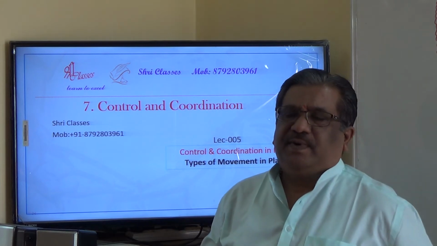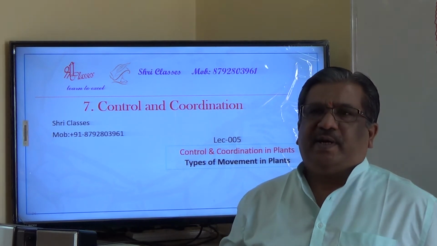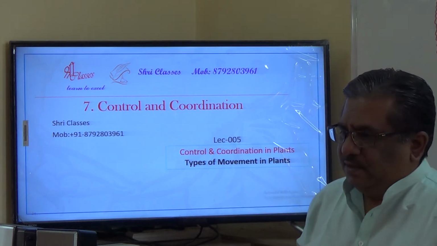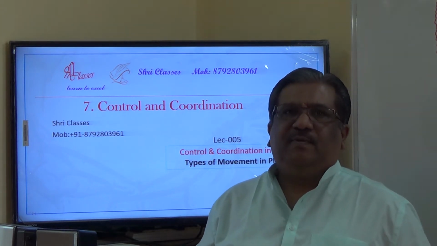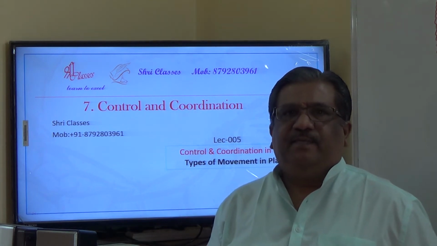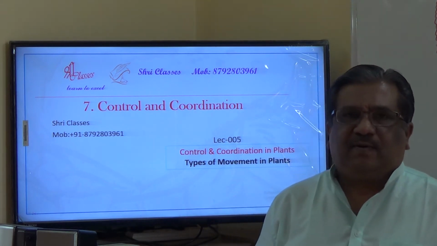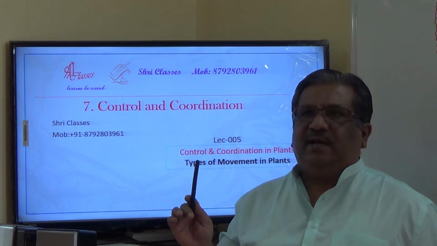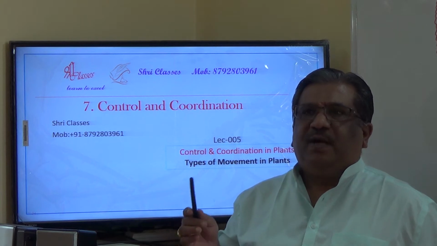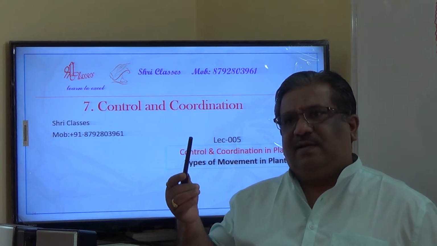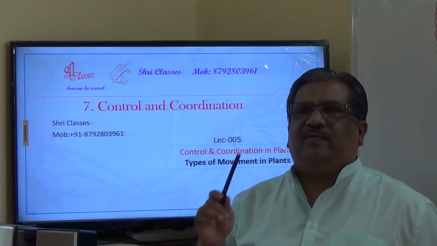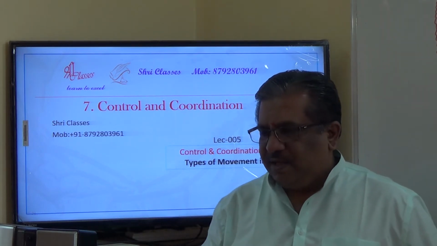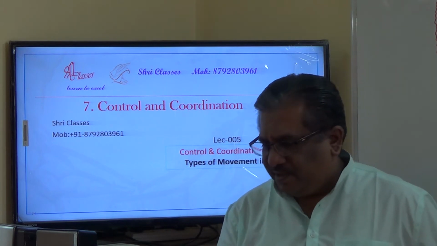In my last class we saw growth dependent and growth independent movements. Growth dependent movements are called tropic movements and growth independent movements are called nastic movements. Under tropic movements we have different categories, but nastic movement we'll study as it is only one particular type of movement. Okay. So first, once again, I'll display the classification here.